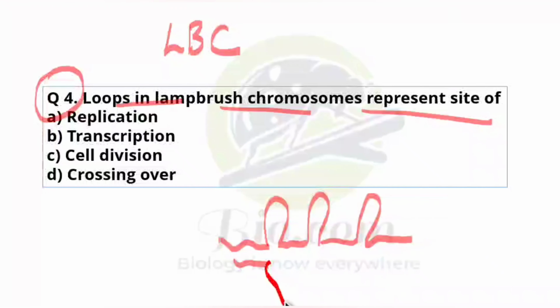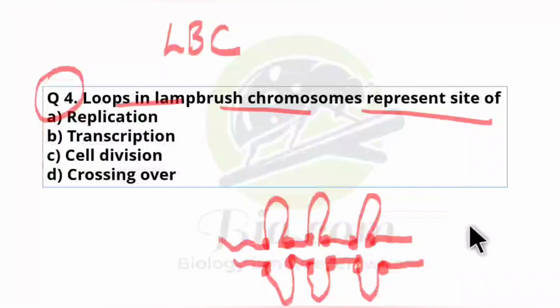It has a structure like this. Folding like structure. Now you have to mention that the loops in the Lampbrush chromosome is a site for what? Replication, transcription, cell division or crossing over.